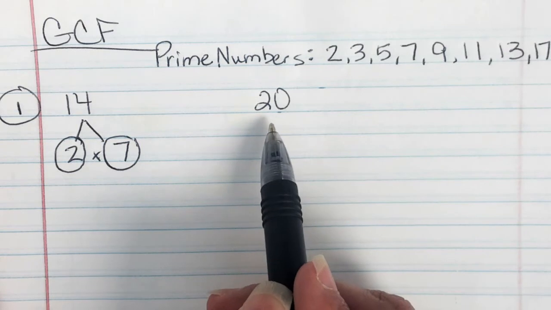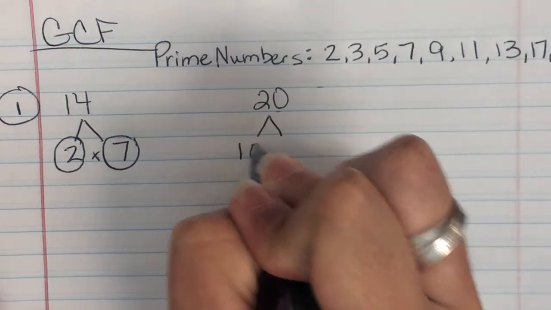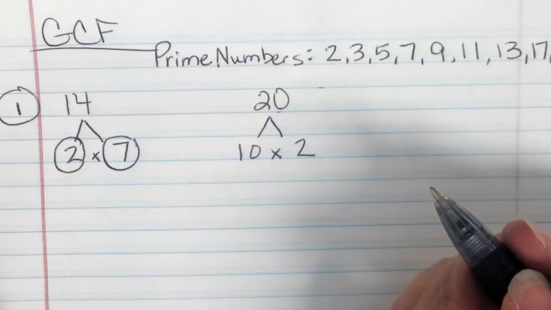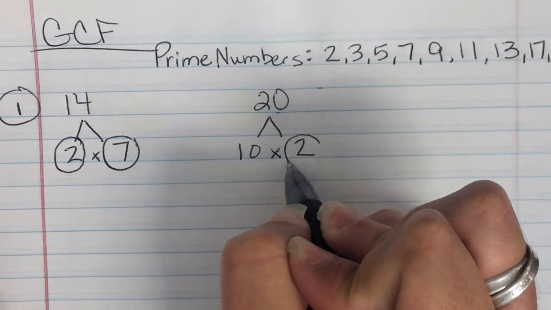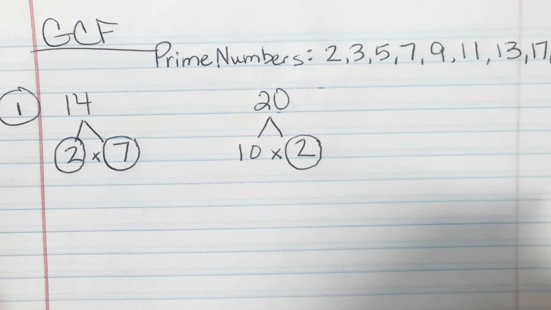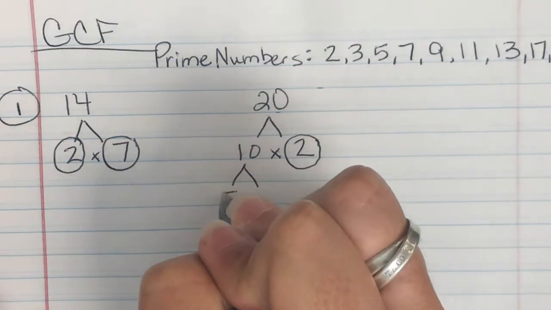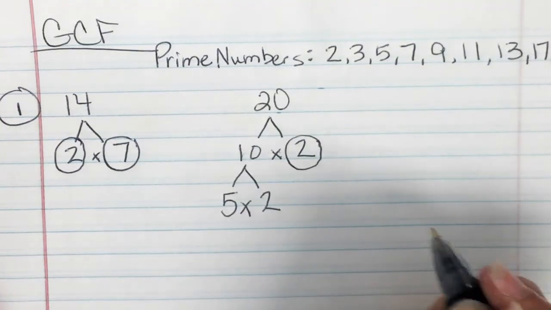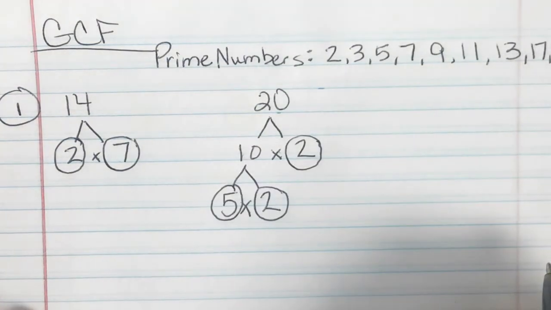Now, what's a multiplication table that equals 20? 10 times 2. And it doesn't matter, if you say 4 times 5, that is fine. Are either one of those prime? Yes, 2 is, right? So I'm going to circle the 2. But 10 can be broken down again to 5 times 2. Are either one of those prime? Yes, 2 and 5.